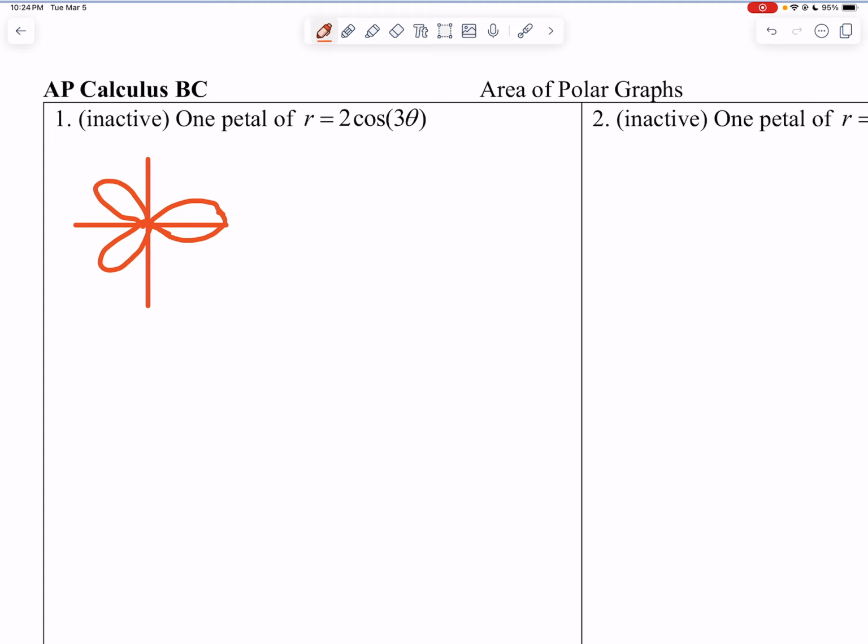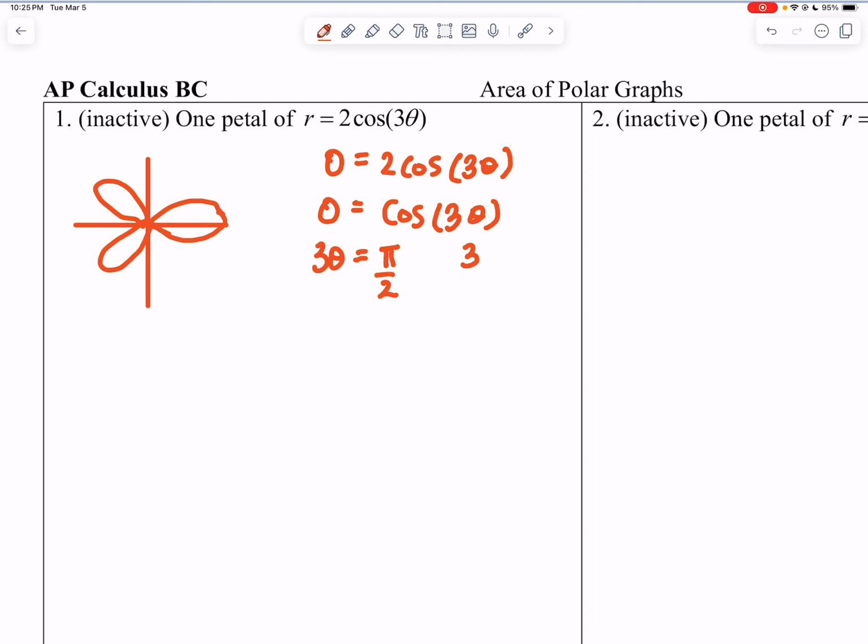What we're going to do here is try to figure out my zeros, because I really want to look at my zeros here and what they are, because that might be a little bit important for us. So here, whenever we have 2 cosine of 3 theta, I'm going to have 0 equal to 2 cosine of 3 theta. So 0 is equal to cosine of 3 theta, divided by 2. So now we want to figure out when cosine is 0. Cosine is 0 whenever we have pi over 2 and 3 pi over 2.